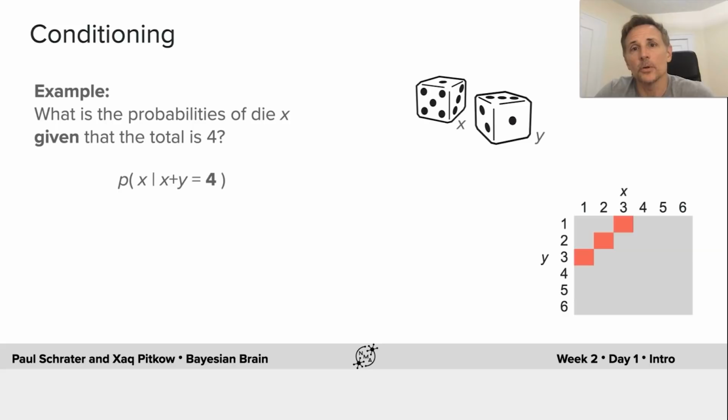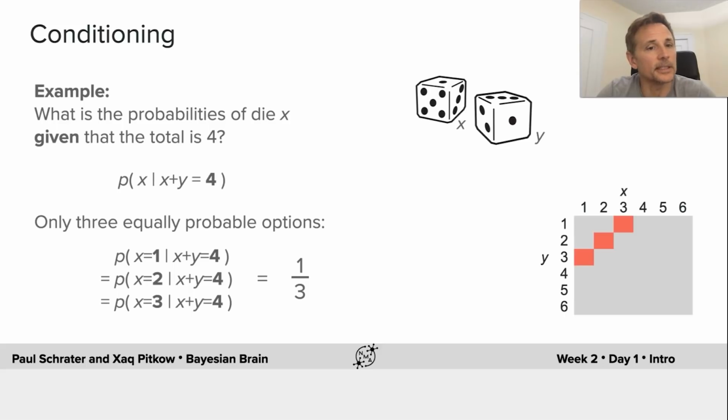So as an example, imagine that somebody throws a pair of dice and you hear that it comes up 4. But now, what you really want to know is what are the values of each of the individual die. If you're interested in the value of the die x, we can write that down as a mathematical expression: the probability of x given that you know that x plus y is equal to 4.